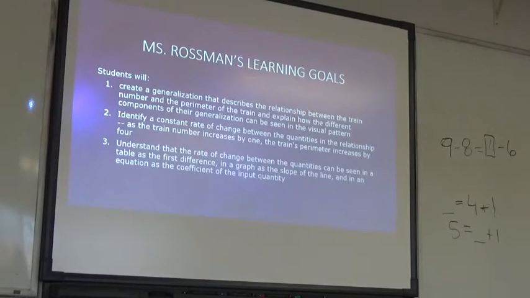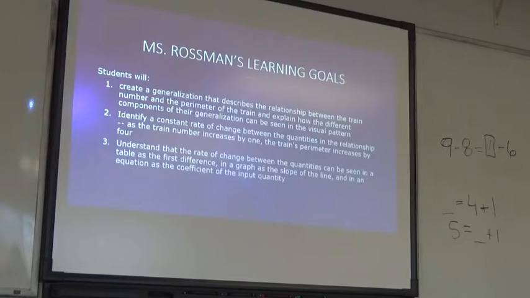Specifically, she had 3 math learning goals. Now I mentioned she's a 6th grade teacher. So if you're using this task for 5th grade or 4th grade, you would not have all 3 of these goals. For her goals, she wants students to create a generalization that describes the relationship between the train number and the perimeter, and explain how the components of the generalization can be seen in the pattern, which is something as you're working I kind of prompted you. Where did the 4 come from, for example? She wants students to be able to identify that constant rate of change between those quantities. As the train increases by 1, the train's perimeter increases by 4, and thinking about that as a constant rate of change.